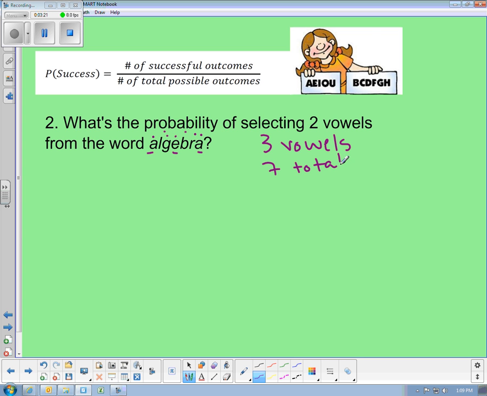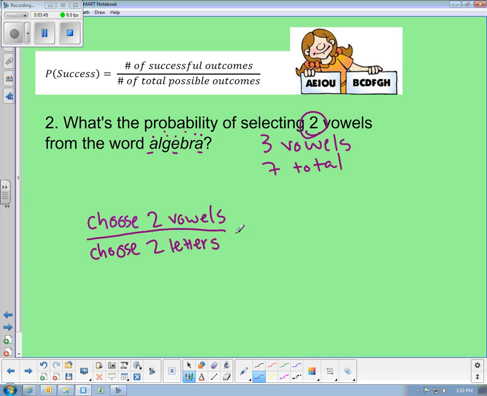Now, it's not just the probability of picking 3 out of 7. That would be if you're only picking 1 letter. But here, we want to pick 2 vowels. So we need to think of how many total ways are there to pick 2 vowels. So we're looking for the probability of choosing 2 vowels. And our total number of options is the probability of just choosing any 2 letters.